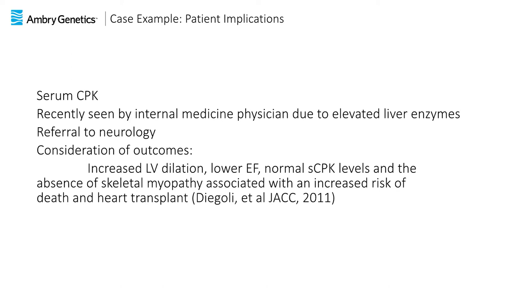He was recently seen by his internal medicine physician because of elevated liver enzymes that were done just as part of routine lab work regarding his heart failure therapy. And it had been noted in some individuals with both Duchenne and Becker muscular dystrophy that elevated transaminases could be secondary to occult muscle disease, and so we made his outside healthcare providers aware of that. Certainly could be unrelated, but I just wanted everyone to keep that in mind to avoid unnecessary further diagnostic testing in case those two things may be related. He'll be referred to neurology for a more specific workup related to this.